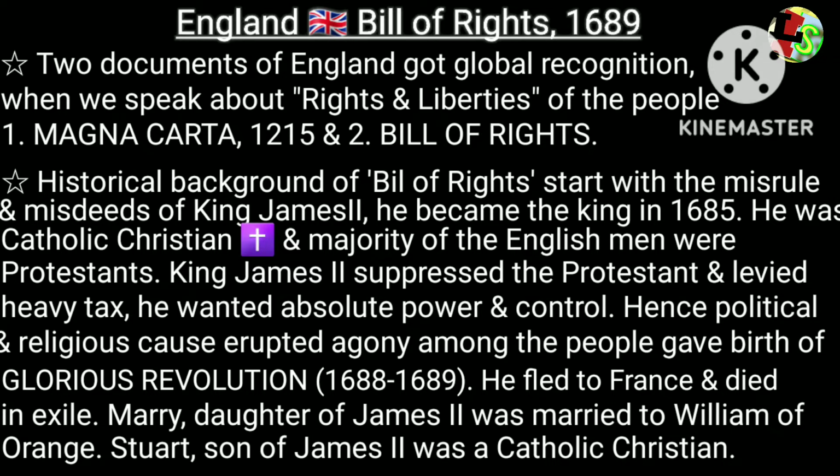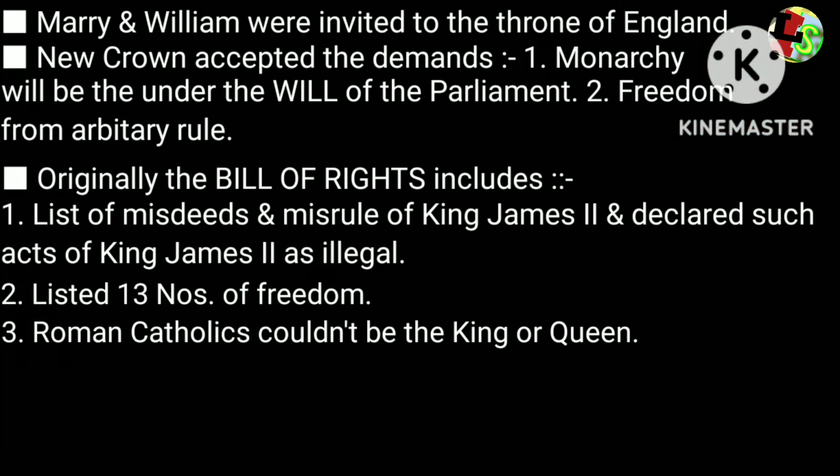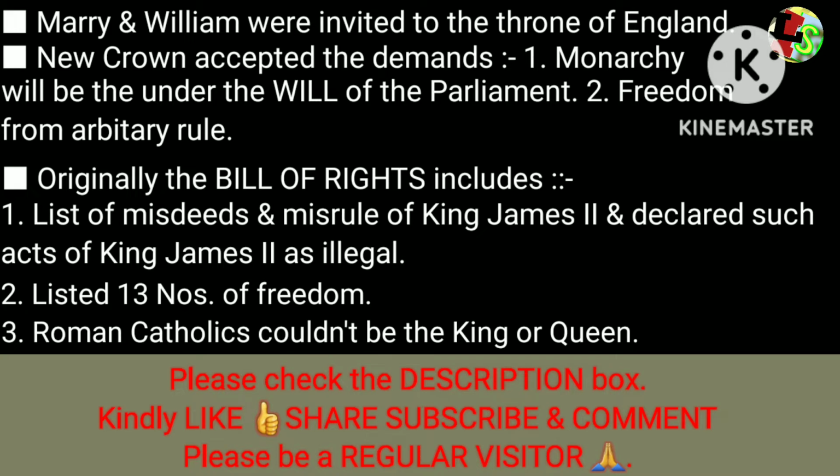James II fled to France under the tension of the Glorious Revolution and died in exile. Mary II, the daughter of James II, was a Protestant from her childhood and was married to a Dutchman, William of Orange. As King James II was in exile, Mary and William of Orange were offered the throne by the Parliament on the acceptance of a condition. At the end of the revolution, it was settled: one, monarchy will be under the will of the Parliament and freedom from arbitrary rule.